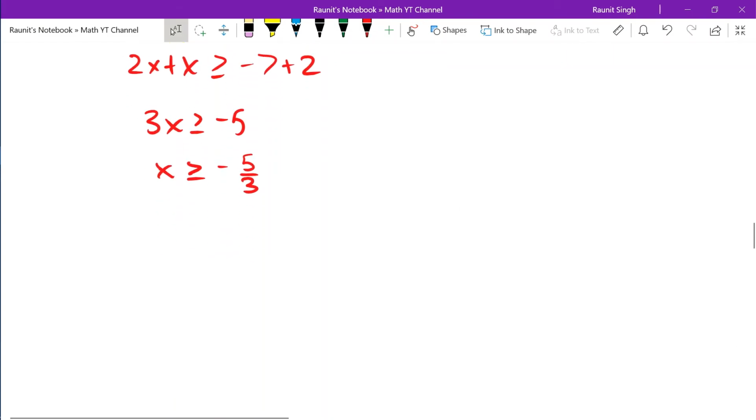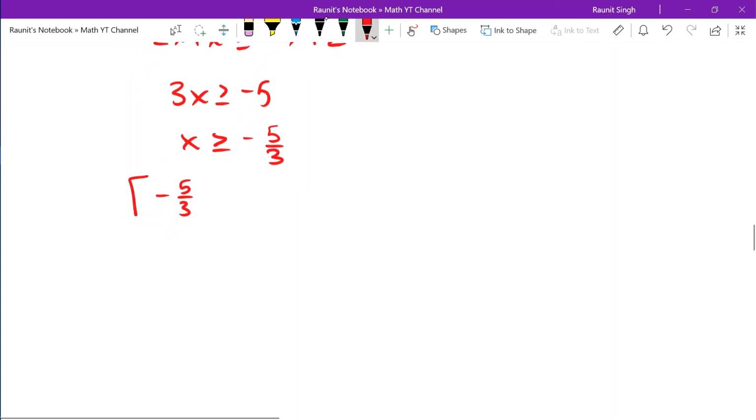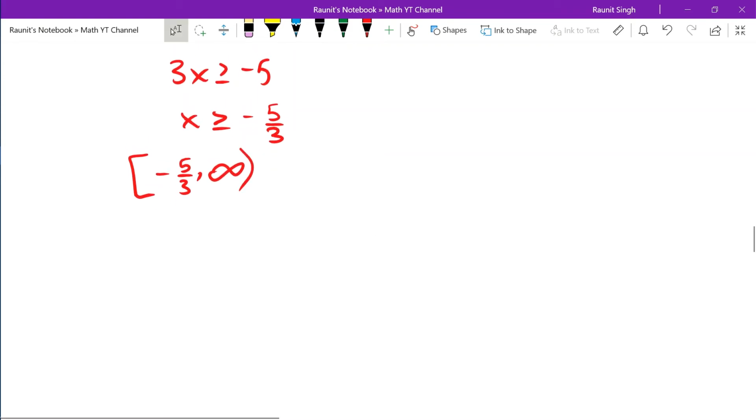So the interval notation first. So we have negative 5 over 3. Oh, whoops, I forgot that it's a bracket, comma, infinity. And then put the parentheses after the infinity.